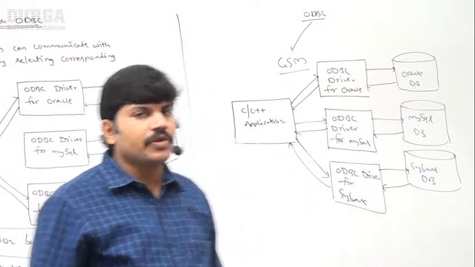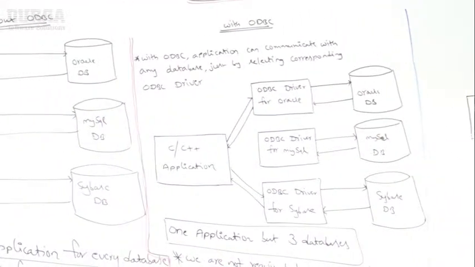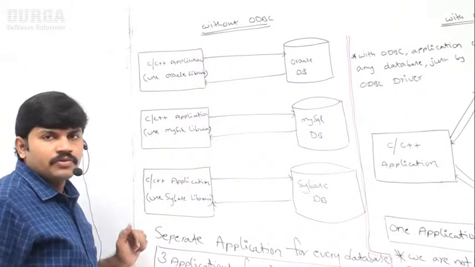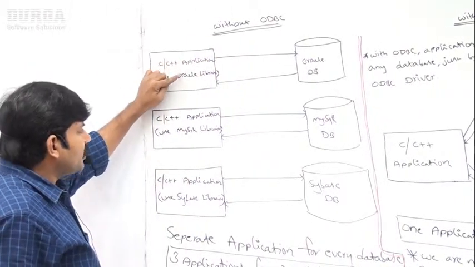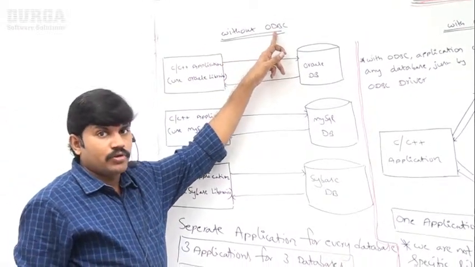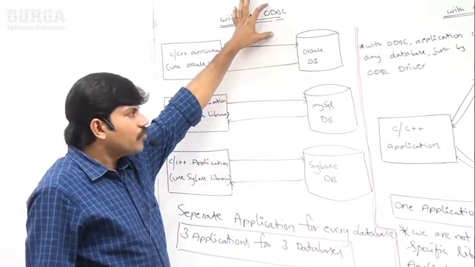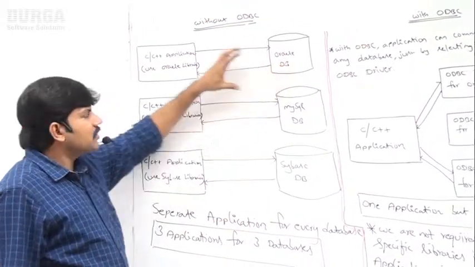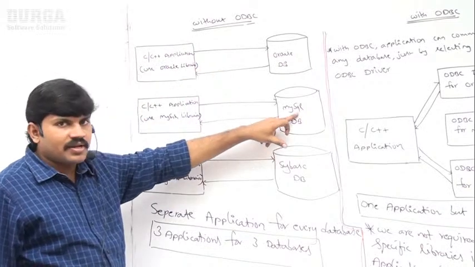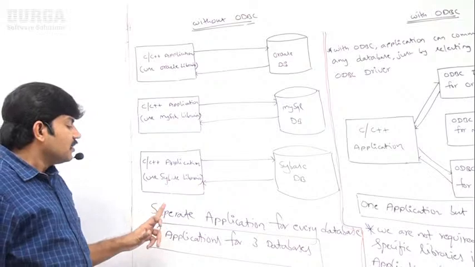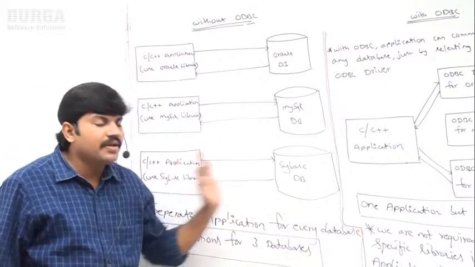Okay, let me review once again, sir. Have you observed the diagrams? Without a database, how many applications are there? I have it without the ODBC concept. Sir, I don't want to use the ODBC concept. Without ODBC, in the olden days, what was the scenario? For the Oracle database, one application. For the MySQL database, another application. For the Sybase database, another application. Sir, a separate application for every database.